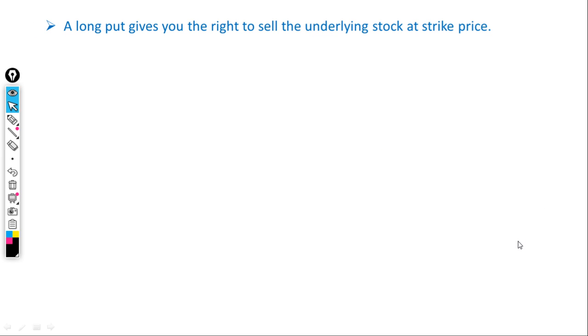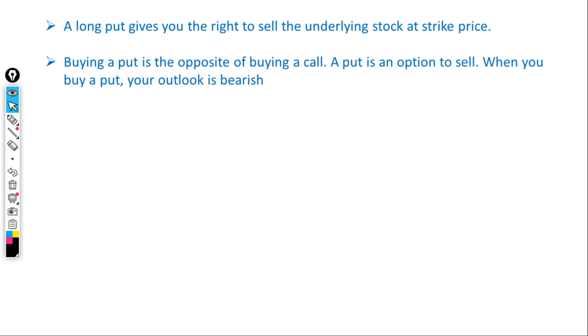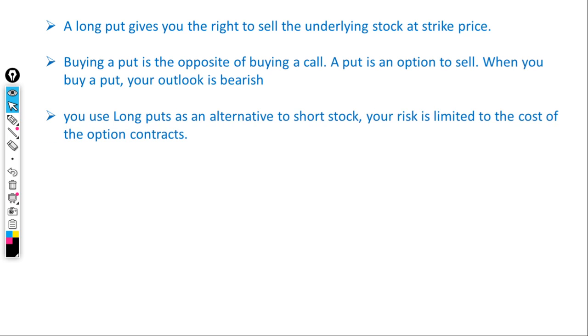A long put gives you the right to sell the underlying stock at a strike price, which you choose. Buying a put is the opposite of buying a call. A put is an option to sell. When you buy a put, your outlook is bearish. You use a long put as an alternative to short stock.